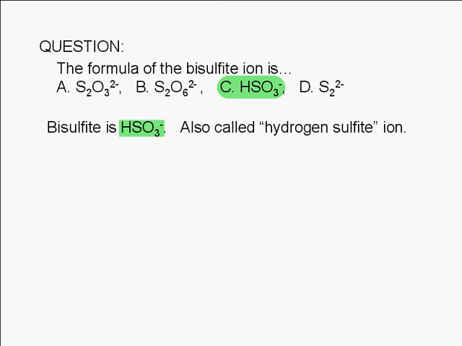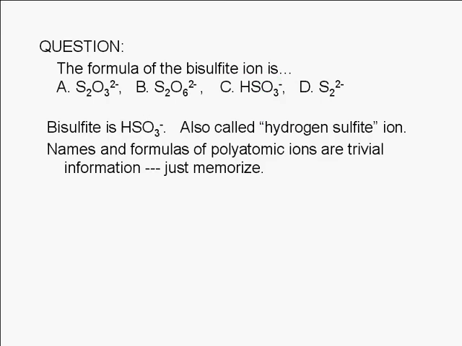Bisulfite is also called hydrogen sulfite. Names and formulas of polyatomic ions are trivial information. In other words, you just need to memorize them as part of the basic vocabulary of chemistry. Whether or not your teacher requires you to memorize them, it's a good idea to just memorize them.